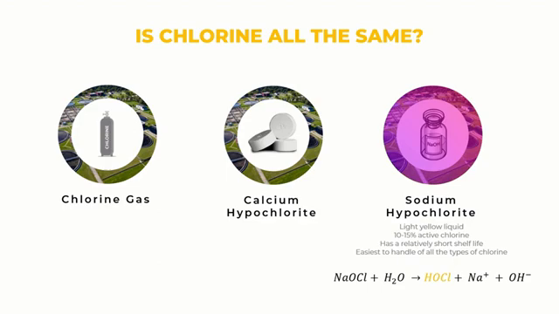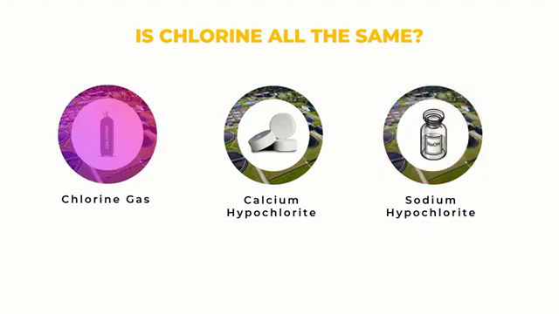It is a light yellow liquid that has a relatively short shelf life and it is the easiest to handle of all the types of chlorine. Sodium hypochlorite also increases the pH of the water being treated. A lower concentration of chlorine in this form is needed to treat water than with calcium hypochlorite or chlorine gas. Today, approximately two-thirds of drinking water utilities use chlorine gas. So in this video, we are going to describe the chlorine gas dosing system.